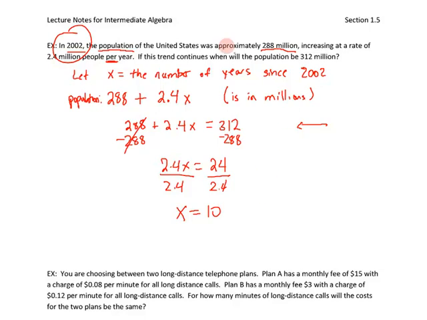Now go back and answer the question. If the trend continues, when will the population be 312? Well, 10 years is my answer for x, but what did x represent? X was the number of years since 2002. So 2002 plus 10 gives me 2012 is when the population will reach 312 million, which is a reasonable answer.